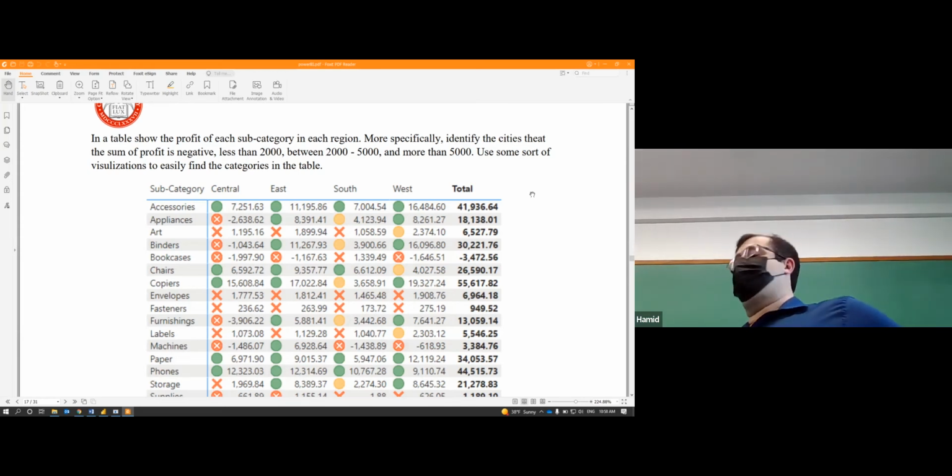Okay, let's look at the next challenge. In a table, show the profit of each subcategory in each region. More specifically, identify cities that the sum of the profit is negative, less than 2,000, between 2 and 5,000, more than 5,000. Use some sort of visualization to easily find the categories in the table.